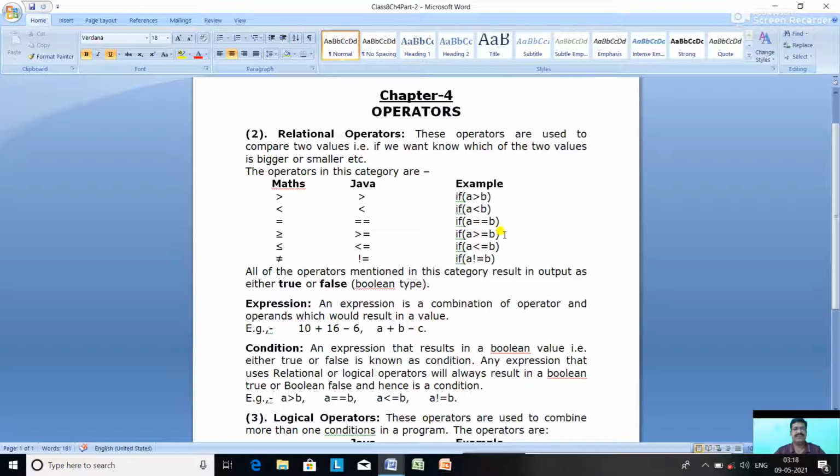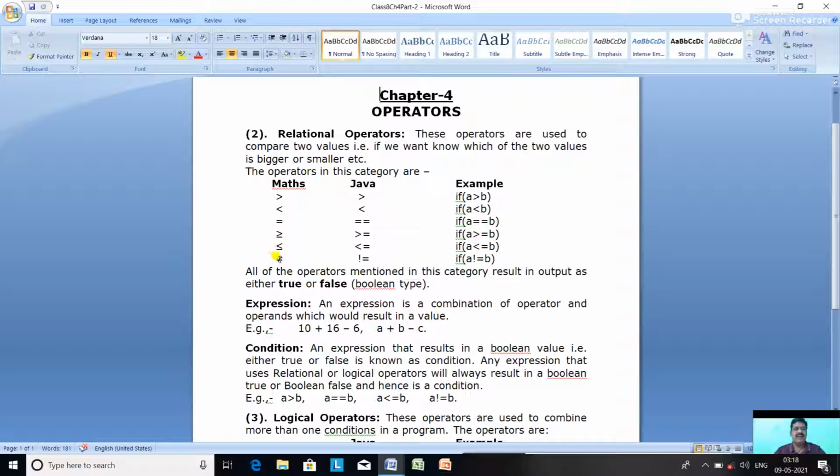Okay. The next one is the less than or equal to sign. It is called in math the less than or equal to sign. But in Java, this less than sign along with the equal to is known as the less than or equal to sign. Example, if A is less than or equal to B.